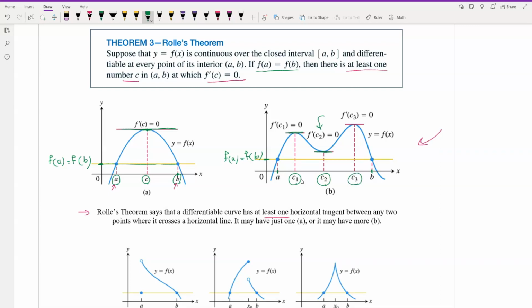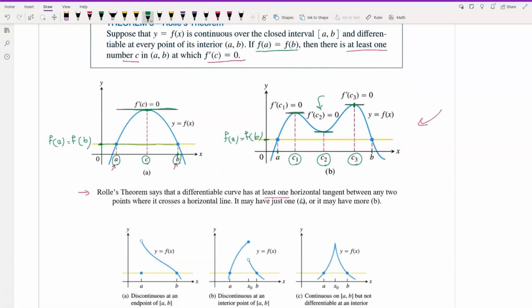And for C3, if you try to draw this vertical line and cross this curve, at this point we have this tangent line. Here on this part, we have f prime of C3 is equal to 0. So all of these points, C1, C2, and C3 are between A and B. So here in this case, we have more than one horizontal tangent.